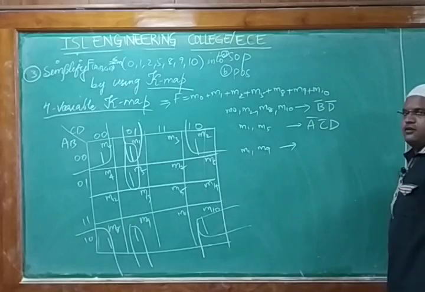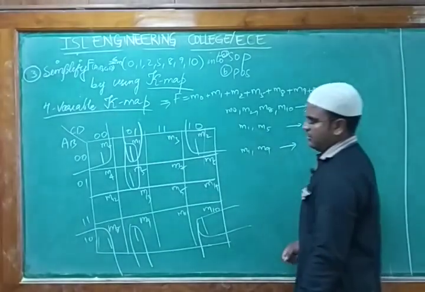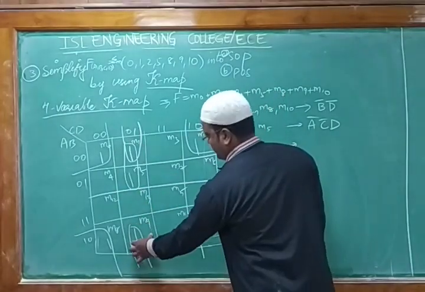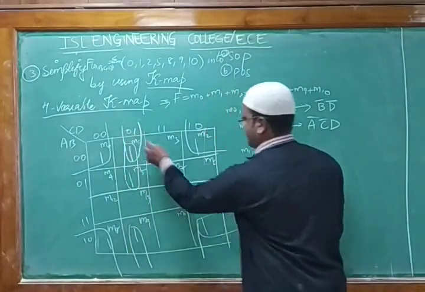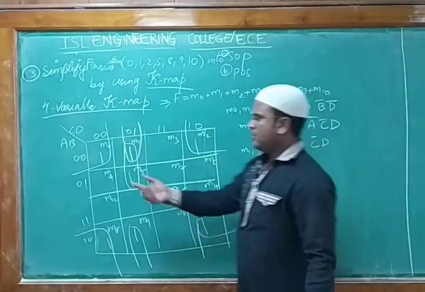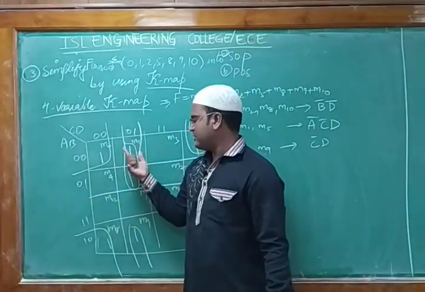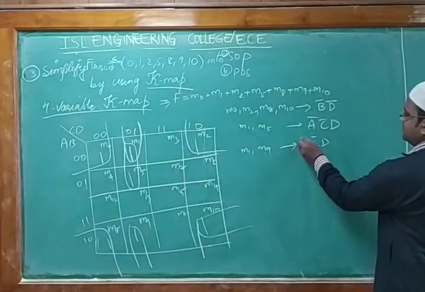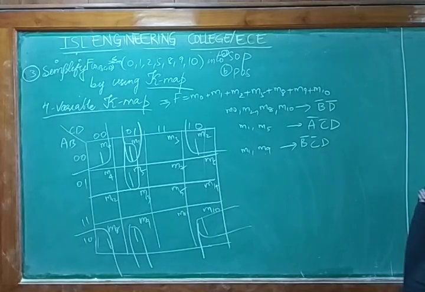Next one, M1 and M9. So what is M1 and M9 now? Here is M1, here is M9. So the first column and last column are both coming in the same way. So the first thing is C complement and D. Next, looking into these values, it is 0 0 in this one, here it is 1 0. So again it is B complement.